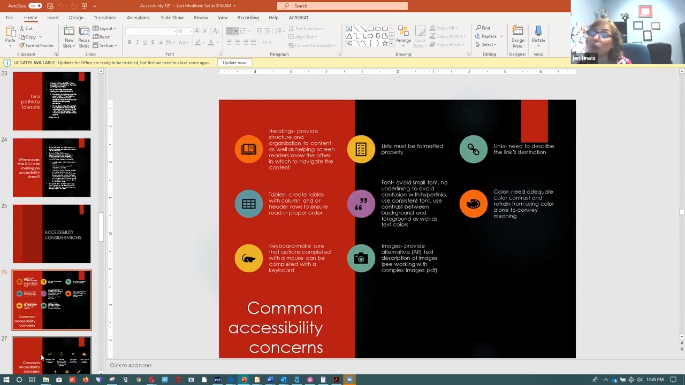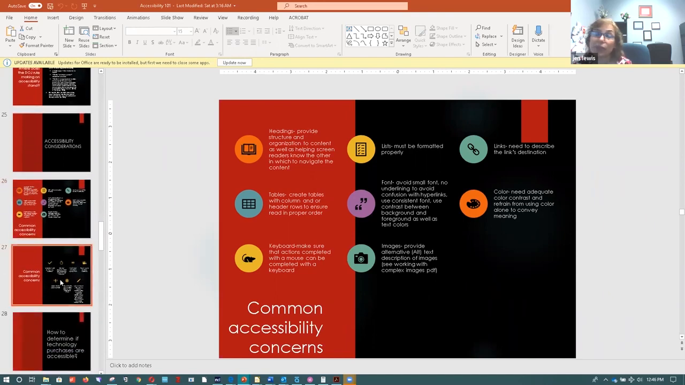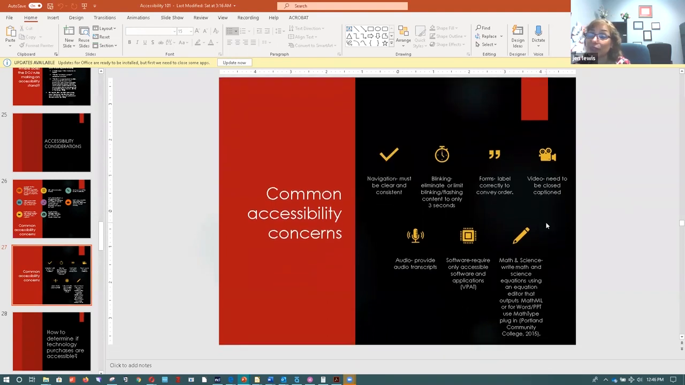Links, you have to describe where the link is going. Colors, enough contrast. So do not use color to convey meaning. Don't make things green and hope that people understand, because the screen reader will not be able to communicate that without additional information from you. Navigation must be clear and consistent. So on the pages, consistently across all the pages. No blinking. Label your forms very detailed in order. Videos need to be closed captioned.